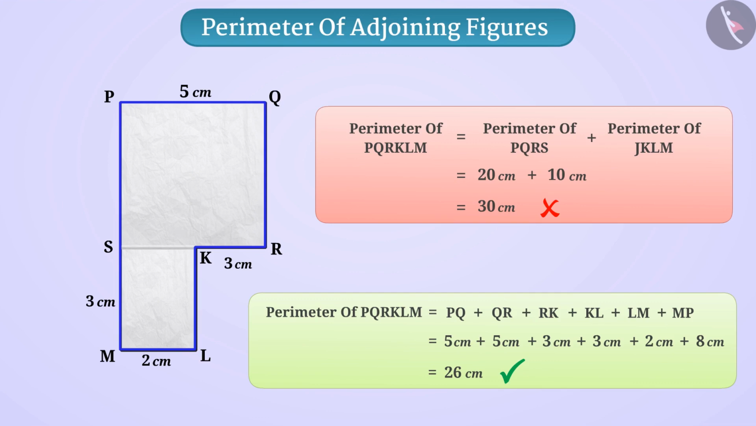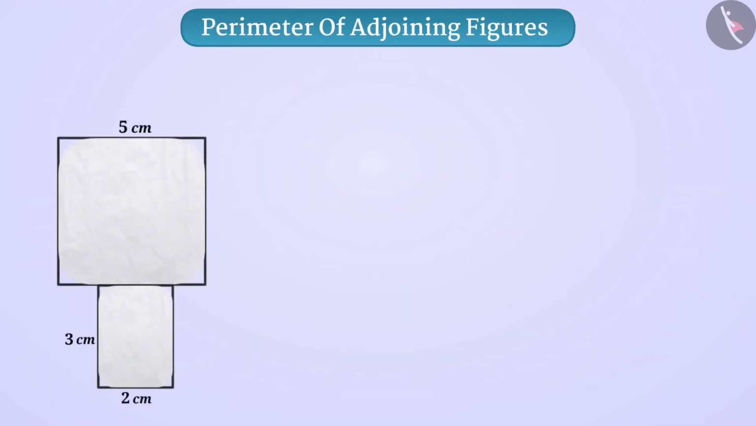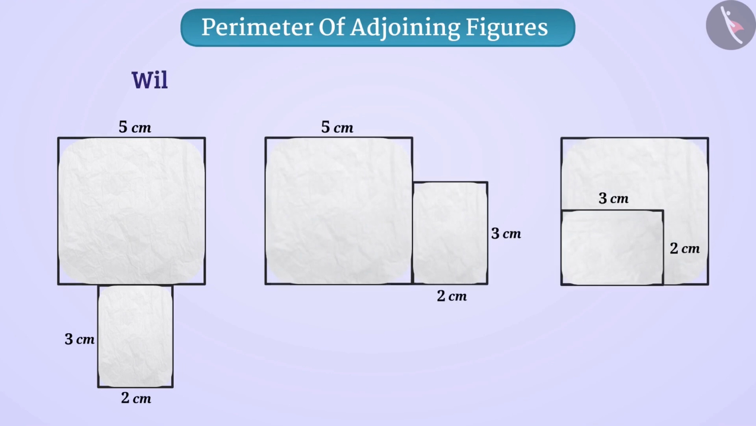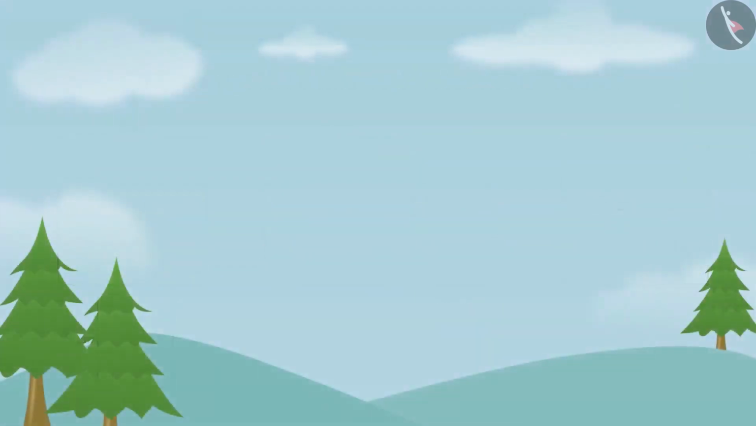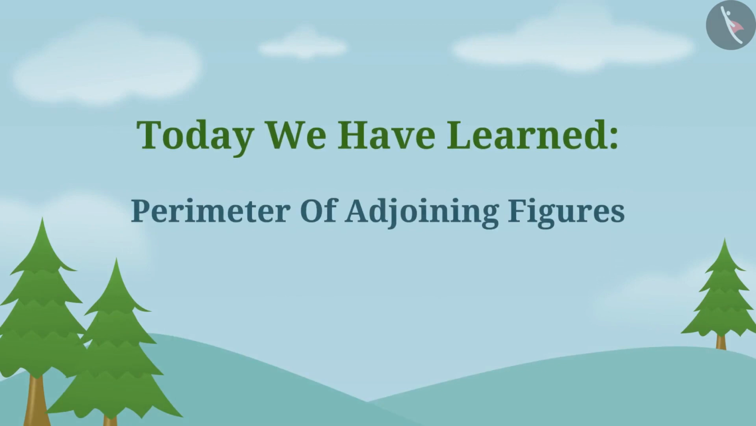Now find out for yourself that if we enclose the rectangle in this way, or in such a way, will we get the same perimeter in each case? Today we have learned the perimeter of adjoining figures. In the next video, we will see some interesting examples related to them.